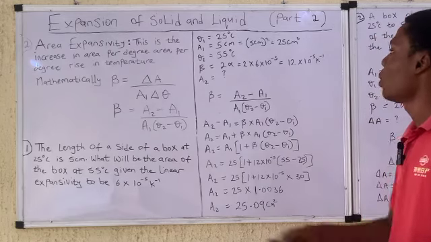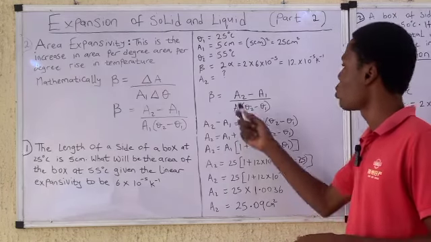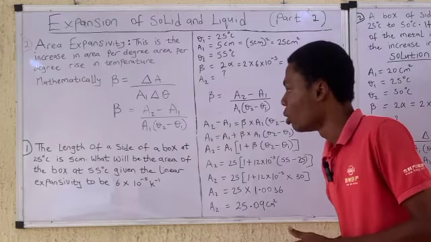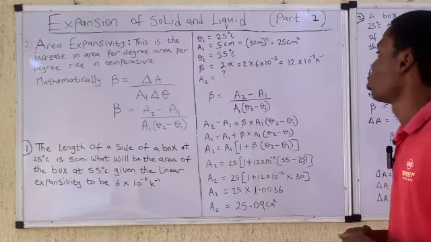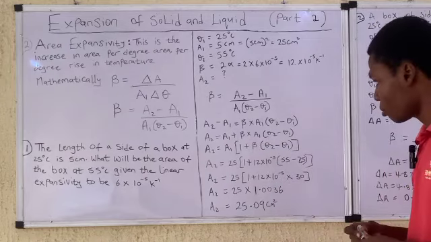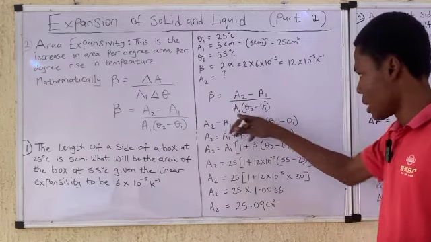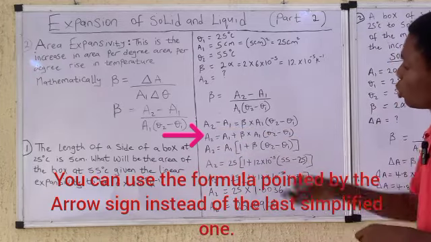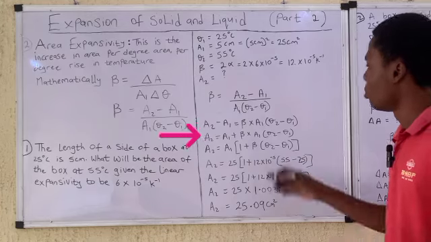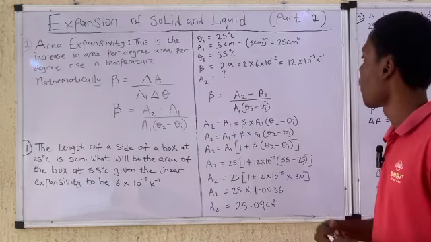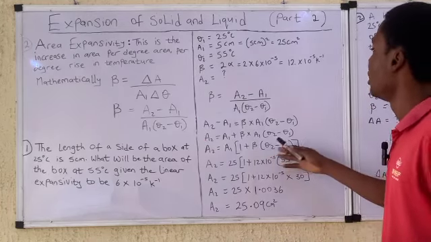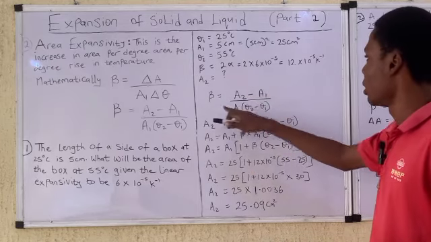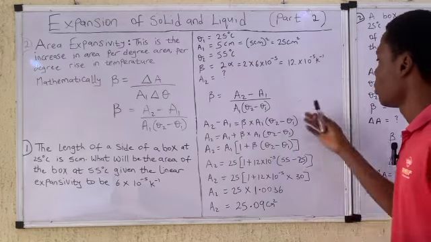So from our formula, we know that beta is equal to A2 minus A1 over A1 times theta2 minus theta1. But we are looking for the area of the box, so what do we do? We cross multiply. This is equal to this times this. So that's how we got the formula here: A2 minus A1 equals beta times A1 bracket theta2 minus theta1. This is just how we derive the formula by cross multiplying. We just took A2 minus A1 equal to this times this. So that's how we derive our formula.